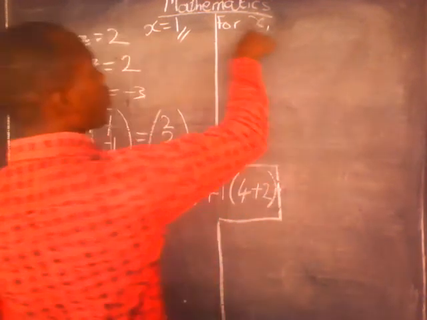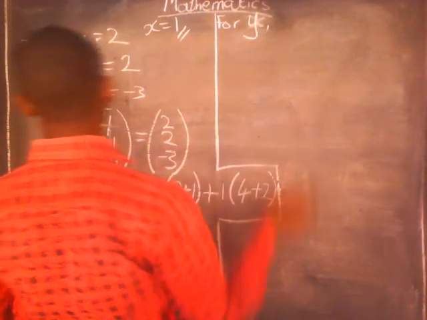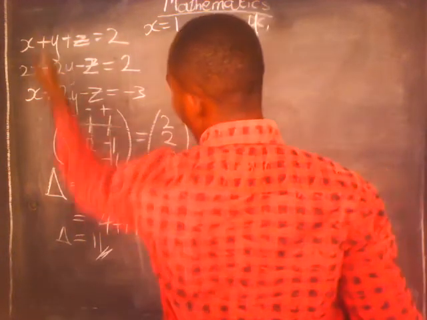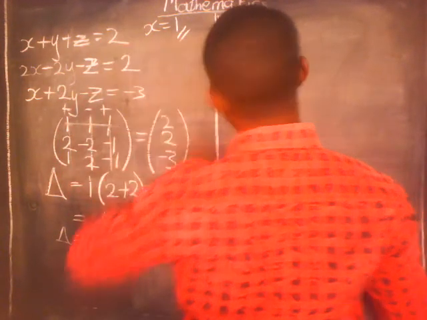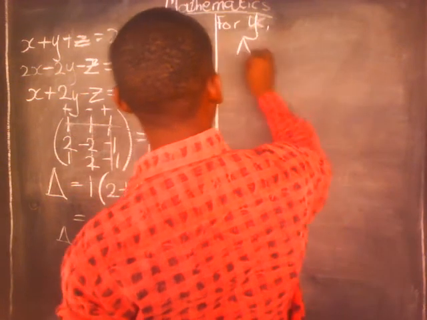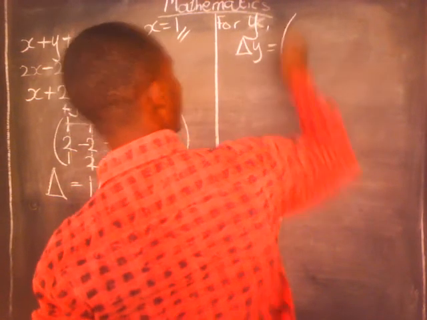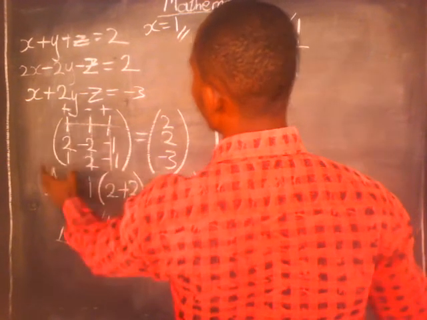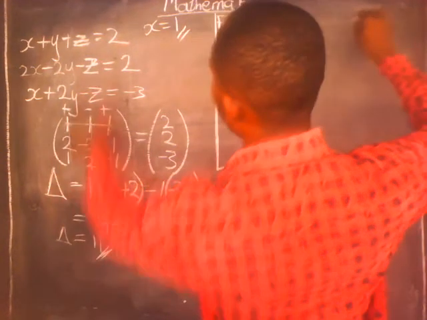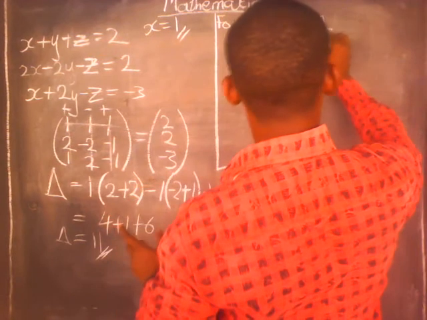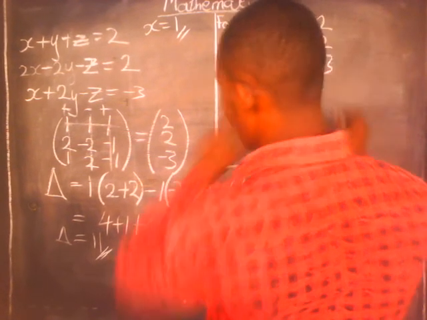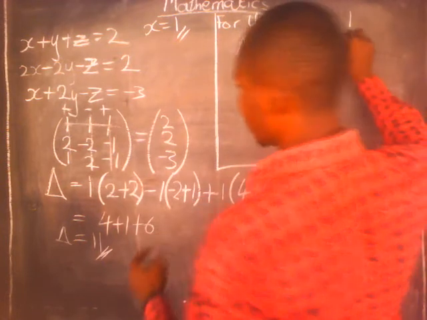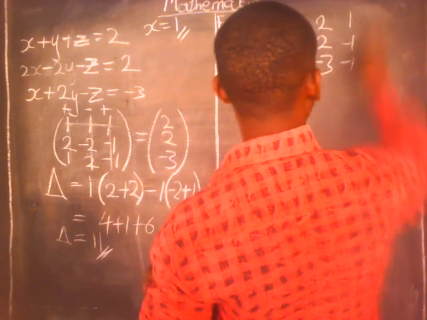Now I'm going to solve for y. To solve for y, you replace the column that contains the coefficients of y by the results. So I'll be having for y that the determinant of y will be equal to what? We have 1, 2, 1 for the columns for x. Then for y, I replace it with the results, which is 2, 2, minus 3. And for z, I'll be having 1, minus 1, minus 1.